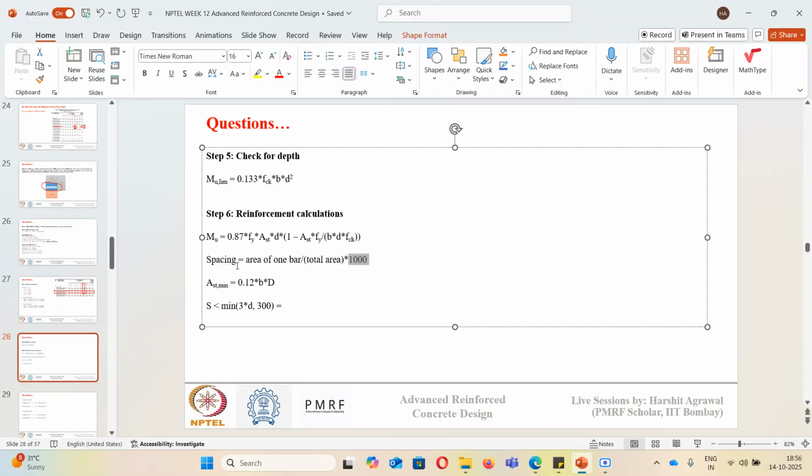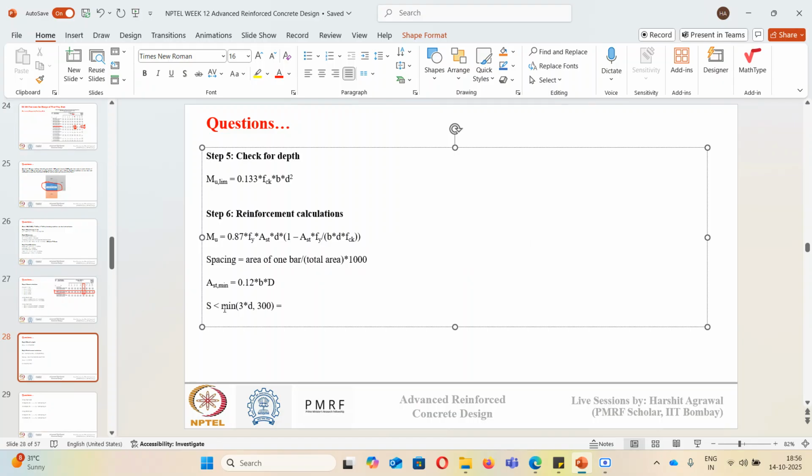So from that we'll get the spacing. Then the AST that we are calculating, we need to check again the AST minimum also. Whatever AST we are providing should be greater than AST minimum. If it is less than AST minimum, then we need to provide AST minimum reinforcement. And the spacing that we are providing here should be less than the minimum of 3 times diameter and 300. That also we need to check.